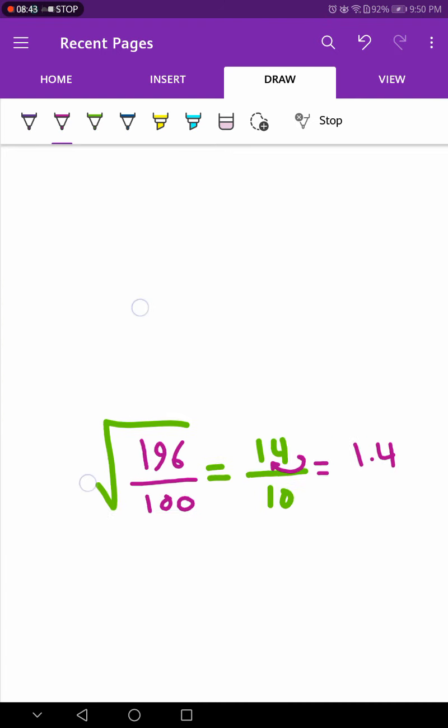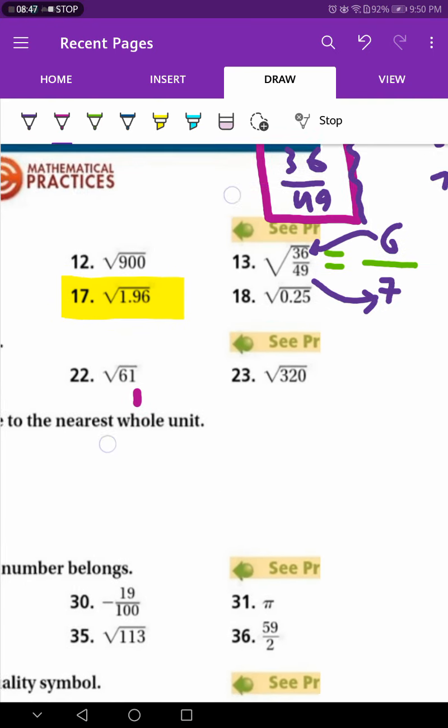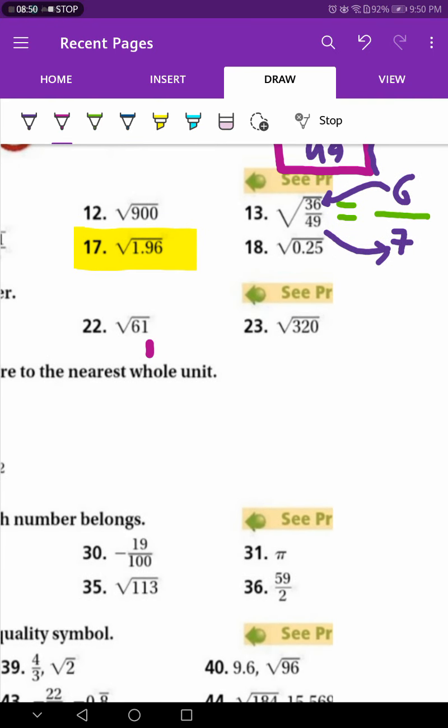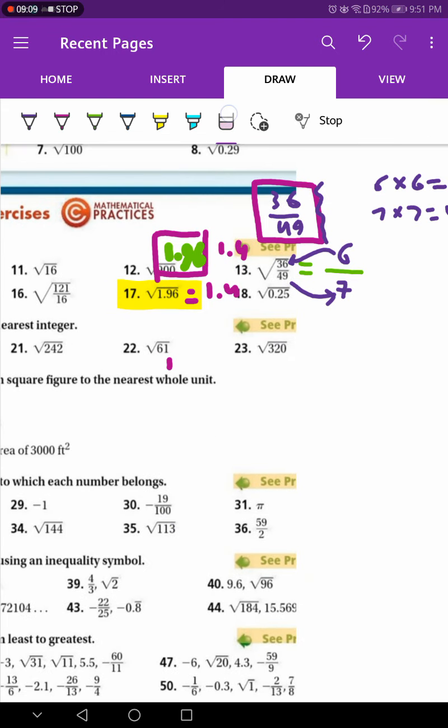So let us come back here to the question. Okay, here I have a square, and this square has area 1.96, and the side of this square is 1.4. Okay, my dear student, good.